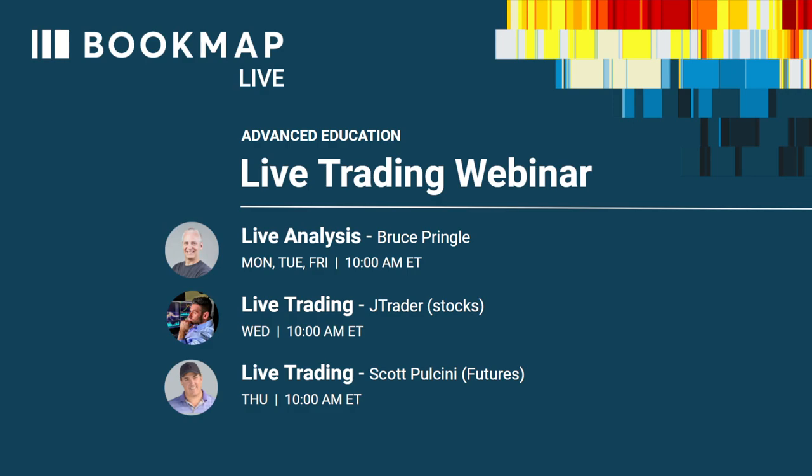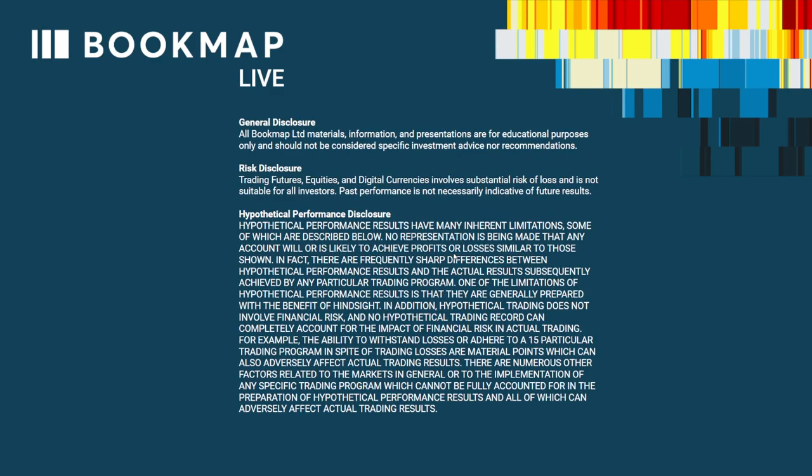Okay, let's go through some risk disclosures and then we'll jump in. General disclosure: all Bookmap Limited materials, information, and presentations are for educational purposes only and should not be considered specific investment advice nor recommendations. Risk disclosure: trading futures, equities, and digital currencies involves substantial risk of loss and is not suitable for all investors. Past performance is not necessarily indicative of future results.